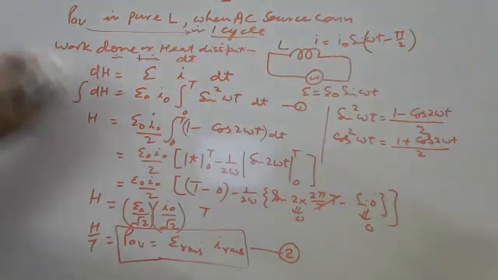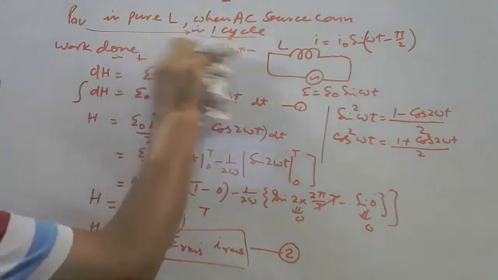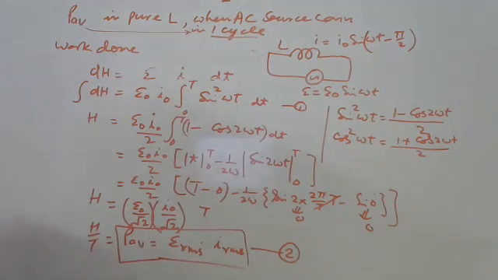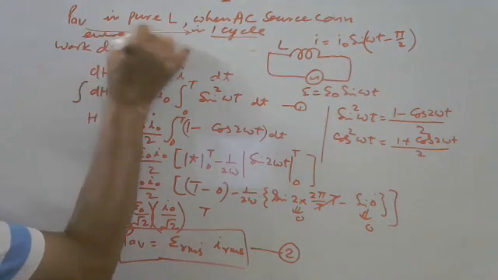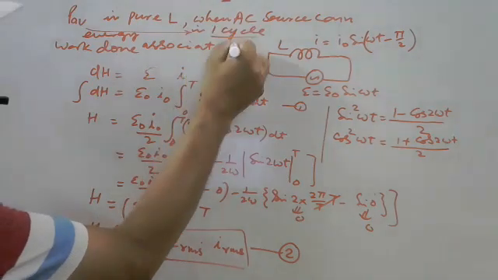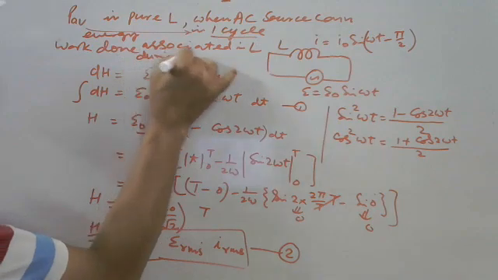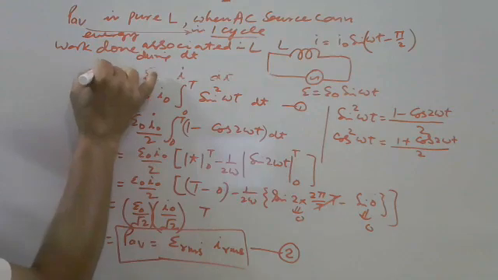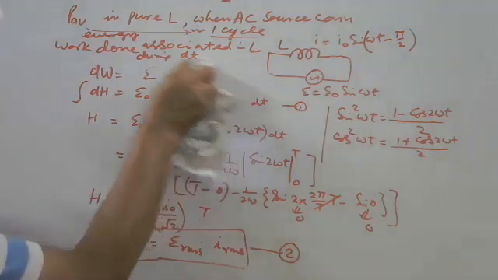We are not taking here heat dissipation. Reason here is dissipation in the resistance only. So we write here work done, or energy associated with L during small time dt. We are not writing here dH heat, but we are writing the work done, EI dt.